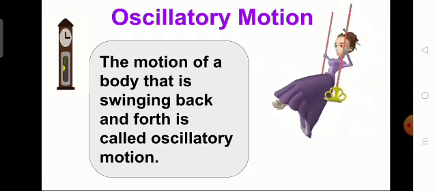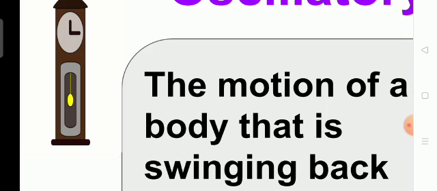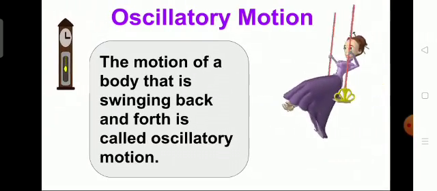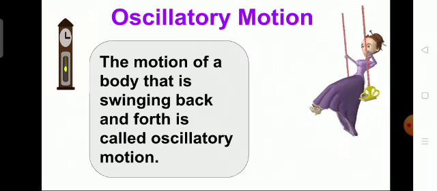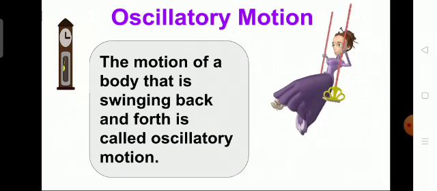Similarly, here you can see the pendulum of a clock. The pendulum of a clock also comes back from one end to the other end. So, these are the examples of oscillatory motion. The movement of a body that is swinging back and forth is called oscillatory motion.